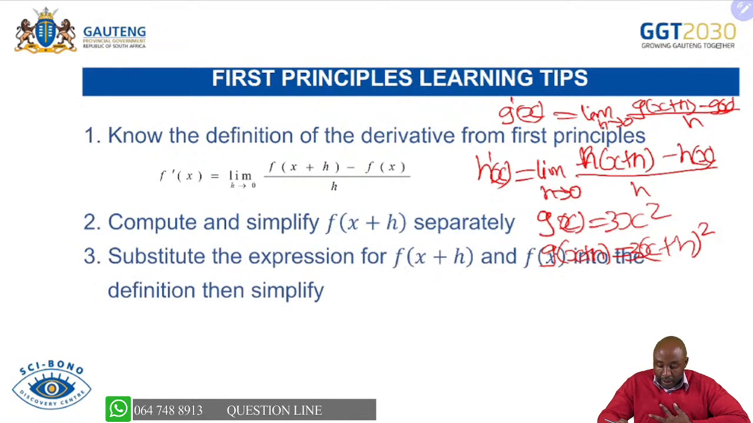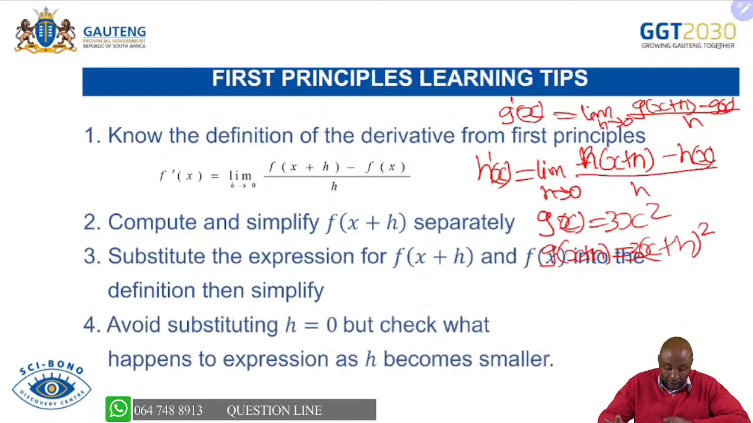We substitute the expression for f of x plus h and f of x into the definition, then we simplify. So the choice is ours, or we can simplify the expression of f of x plus h and f of x, then we substitute the simplified one into our definition. It's up to us, you will see as we move along. We avoid substituting h is equal to 0, but we check what happens to the expression as h becomes smaller.